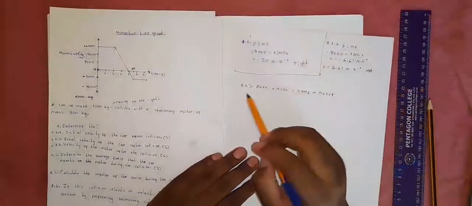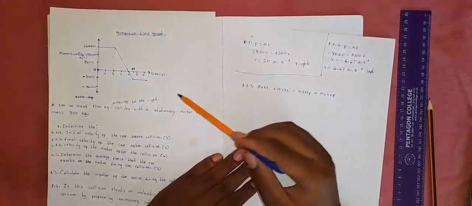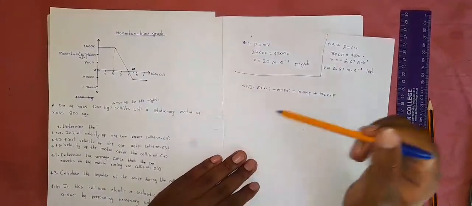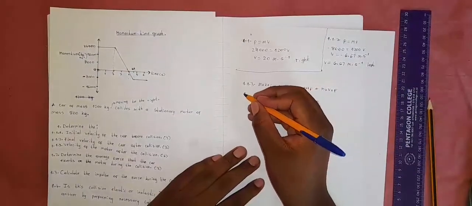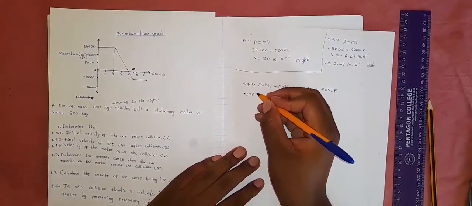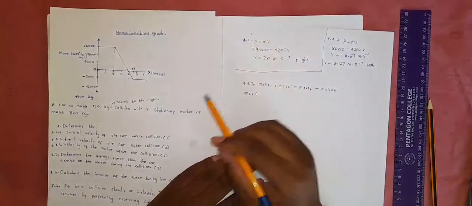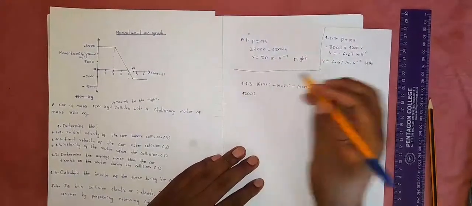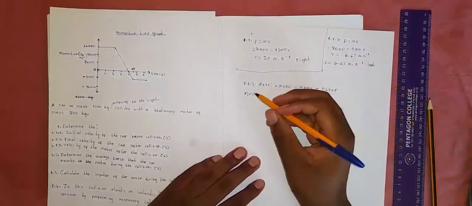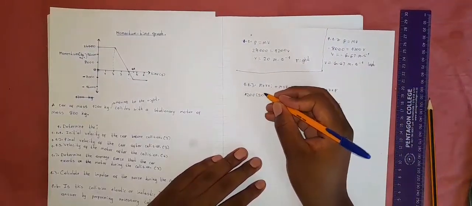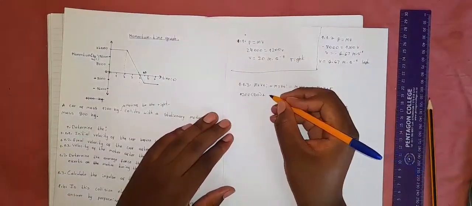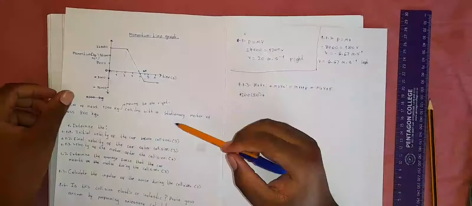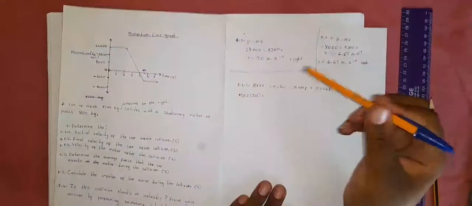So what is the mass of the car? Let's say the car is m1 and the motor is m2. So the mass of the car is 1,200. What is the initial velocity? We calculated it here. It's 20 meters per second. We are choosing to the right as positive. So let's add, what is the mass of the motor? We are given that as 800.